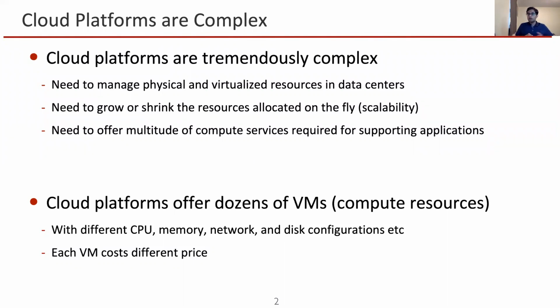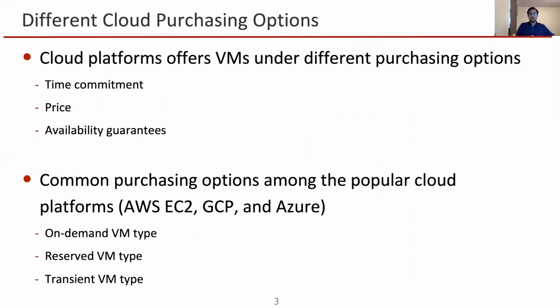Coming to virtual machines, cloud platforms offer several dozen of them with different CPU, memory, network, and disk configurations, etc. Note that each of these unique offerings costs a different price as well. Also note that each VM type is offered under different purchasing terms and options, which differ across multiple dimensions like time commitment, price, priority, availability guarantees, etc.